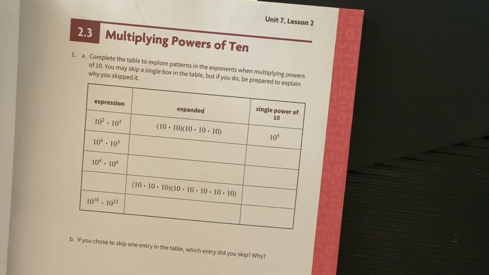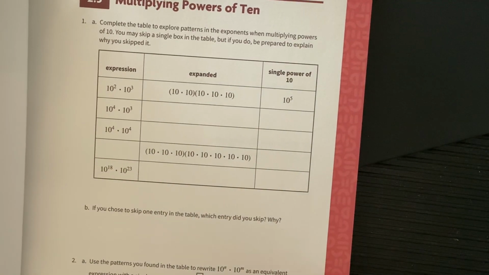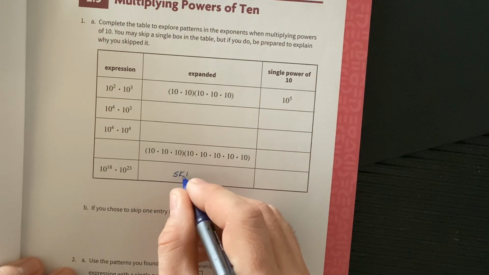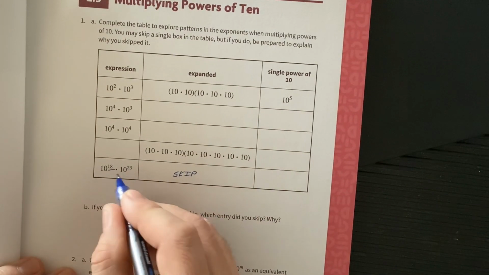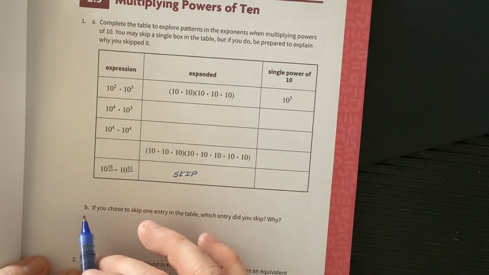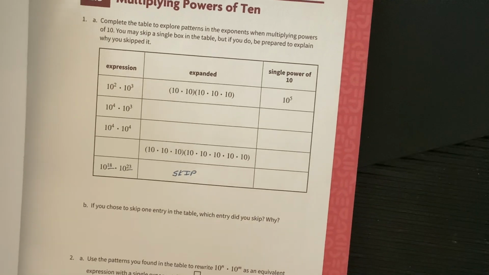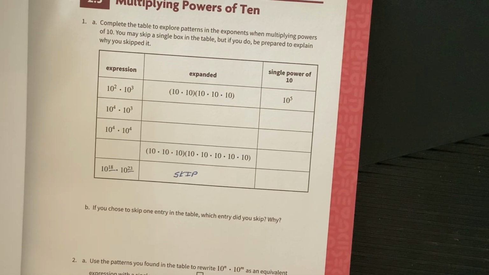Question number 15. Multiplying by powers of 10. It says you can skip one box. If you do, be prepared to say why. So looking at this, I am guessing if you're going to skip one, you're going to choose this one. Why? Well, because the exponents are ginormous. So to answer part B here, you would say I'm going to skip it because I didn't want to deal with writing something 18 times and 23 times, so that would be the one that I would skip.